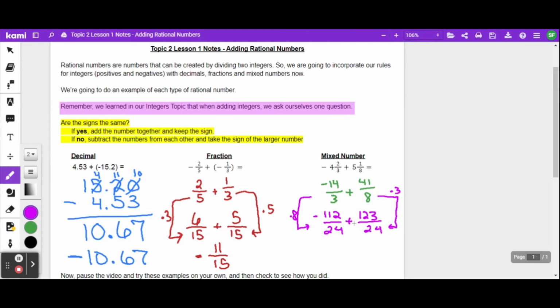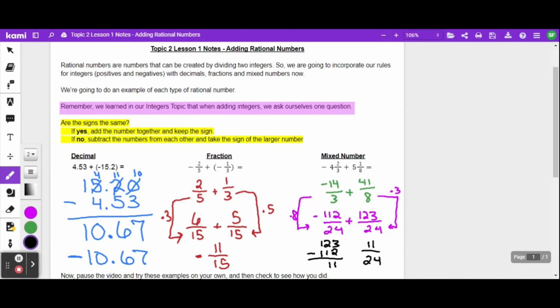Still adding these fractions currently, right? Since the signs are different, I am actually going to subtract these two. So again, 123 minus 112 is going to give me 11. And I'm going to put that 11 over the denominator, which is 24. And since 5 and 1/8 is further from 0 than negative 4 and 2/3, my final answer is going to remain positive. Go ahead and pause the video.